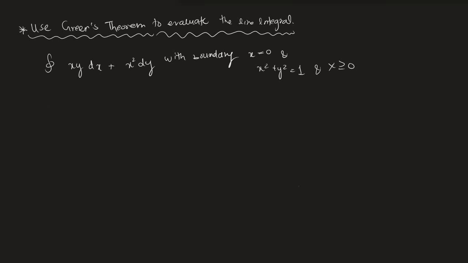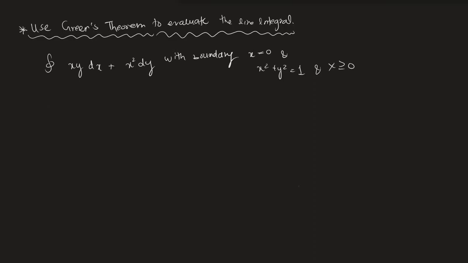So in this video we will go over this Green's theorem problem. It says to use Green's theorem to evaluate the line integral. We have a simple closed curve given to us, and the boundary given to us, which is x equals 0 and an equation of a circle with radius 1 and x greater than or equal to 0.